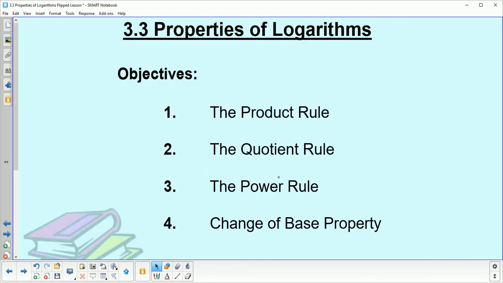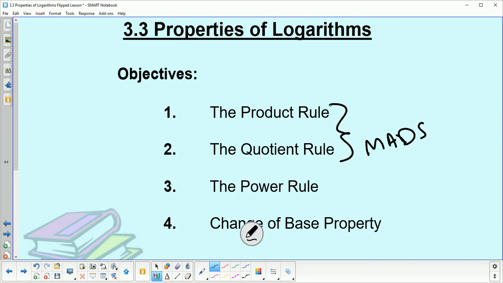Okay, so that is all of today's lessons. Again, these first three are essentially the same as our exponential rules. When we have a product, remember, multiply, that we could think of that MADS term. Multiply means you add, and divide means you subtract. So that takes care of the first two. Power rule is just multiply the powers, or we can bring our power out front with the log. And then the last one, change of base property. Again, that's going to be most important when we talk about our calculators.